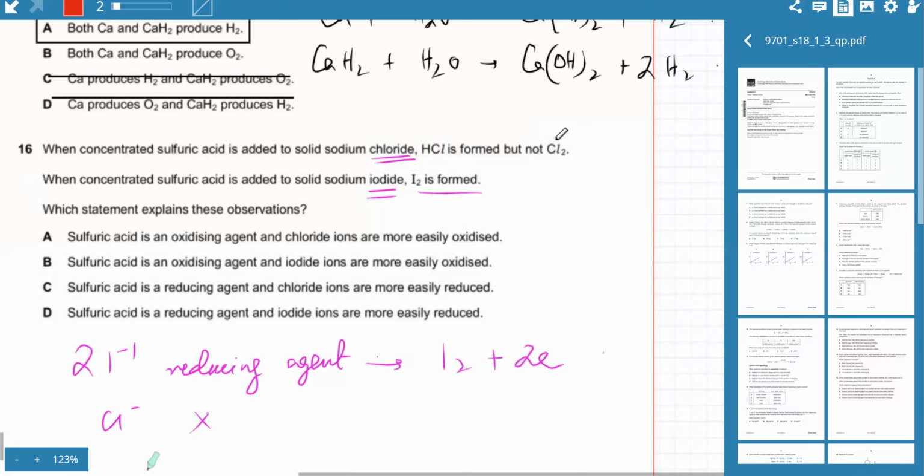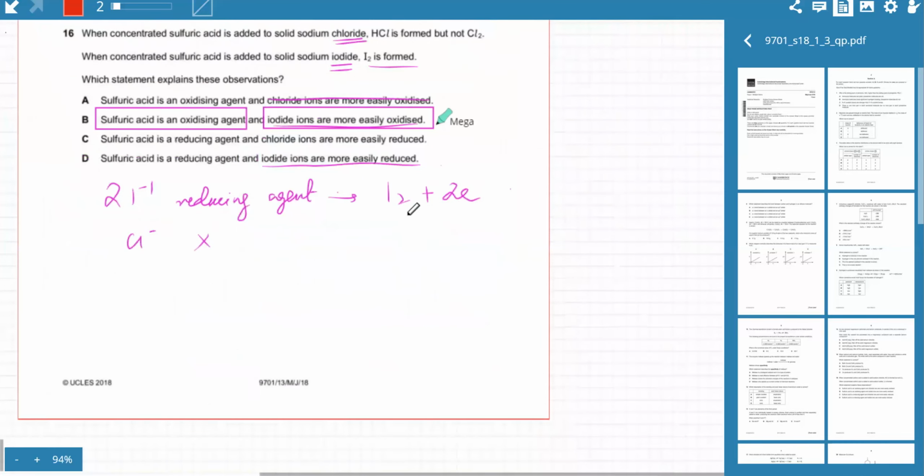So which statement explains these observations? Sulfuric acid is an oxidizing agent and chloride ions are more easily oxidized. That's wrong. Cl-1 ions don't like to lose electrons. This statement looks correct: iodide ions are more easily oxidized. So it's either B or D. Sulfuric acid in this case would be acting as the oxidizing agent because iodide ions would be acting as the reducing agent. So option B is going to be the correct option in this case.